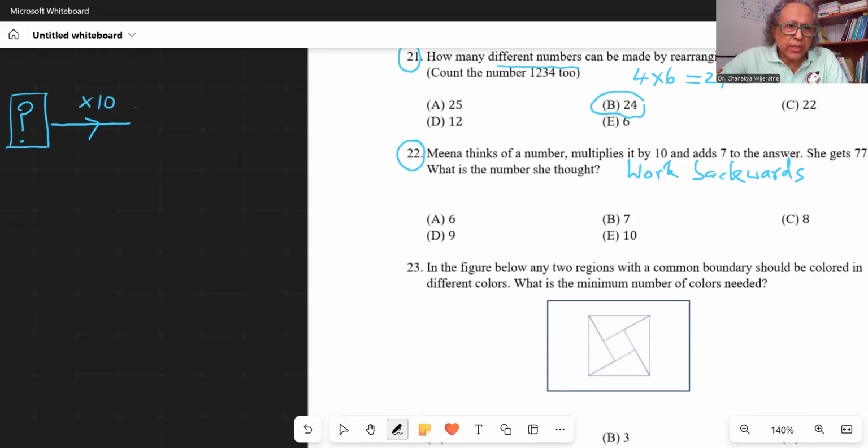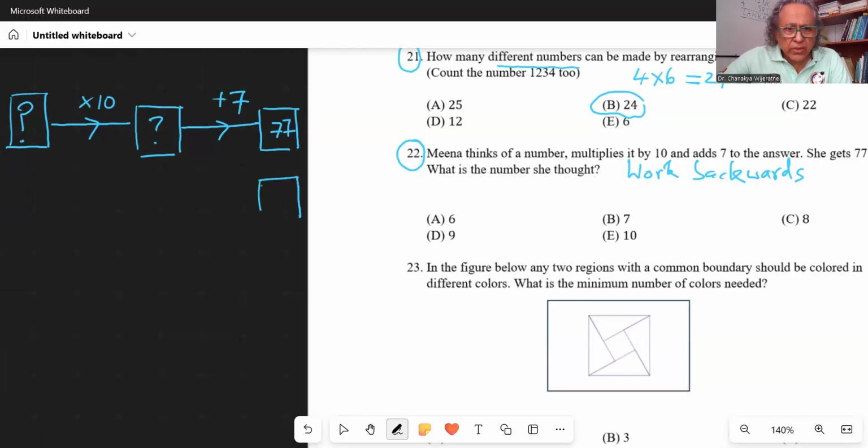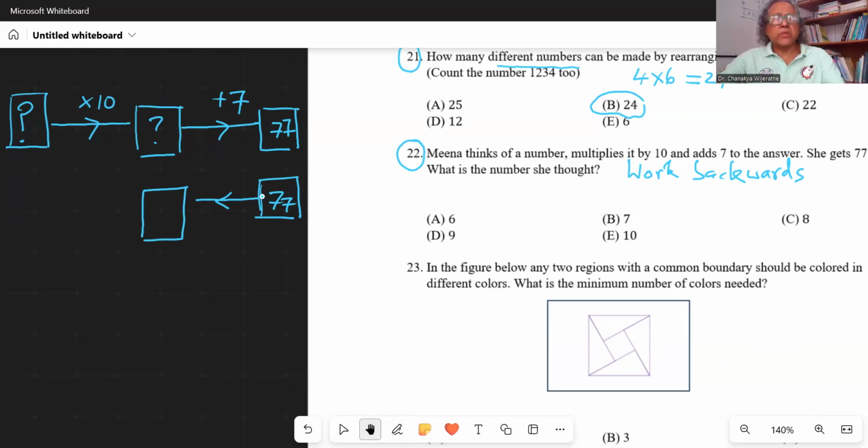So this is her action, and then we don't know the result, right? Again, we don't know. And then to that result, she adds 7, and then we know the result, which is 77. Now we go backwards. So we have 77, and we work backwards. We can find this number by reversing what she did. You need to reverse what she did. So we subtract 7. So we get 70 here.